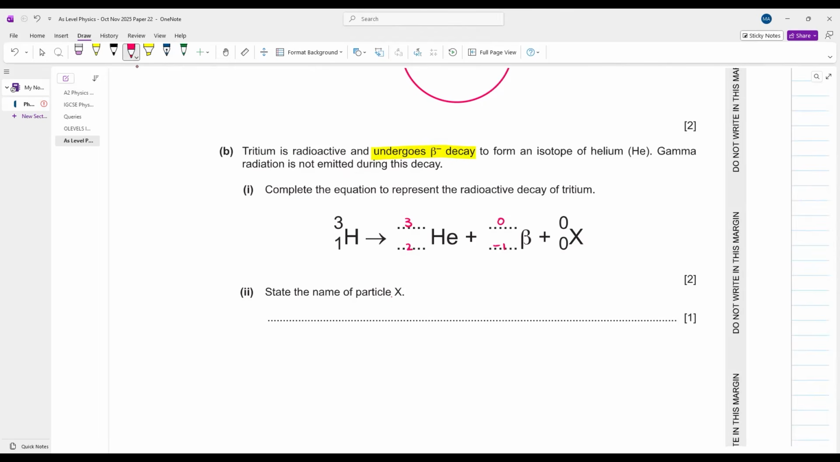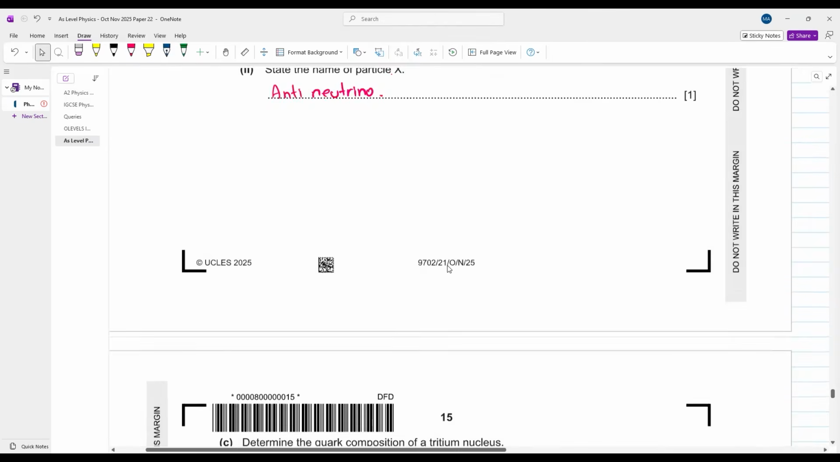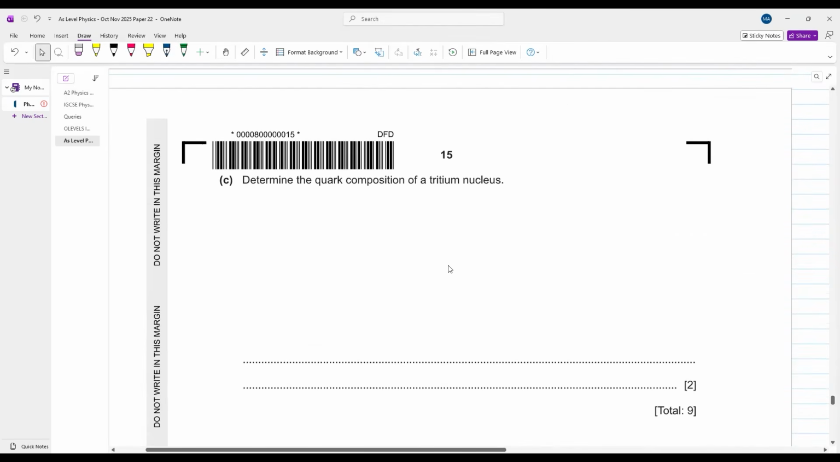Whenever beta negative particles are emitted, an anti neutrino particle is also emitted together. Which particle is this? Anti neutrino. Perfect.